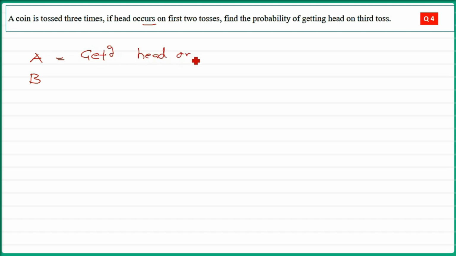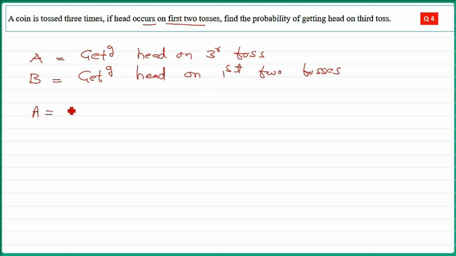So let's take A as getting head on third toss. Find the probability of getting head on the third toss. So we have taken A as getting head on the third toss. And if it is already given, and it is given that head occurs on first 2 tosses, we'll take the set B as getting head on first 2 tosses. Now what is A? Getting head on third toss. So this is very clear for A that the third will always be a head.